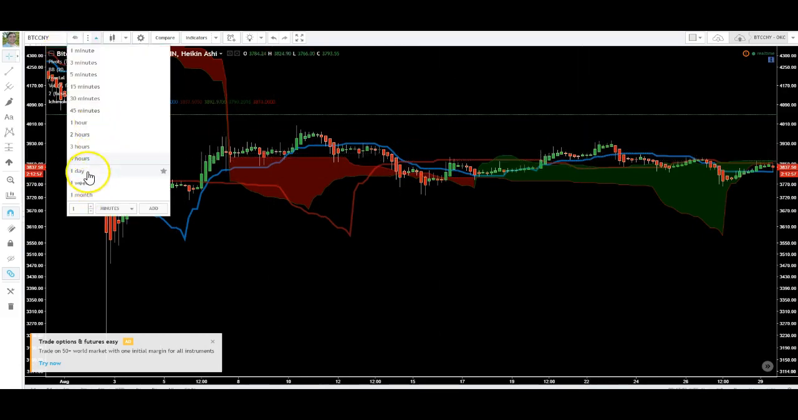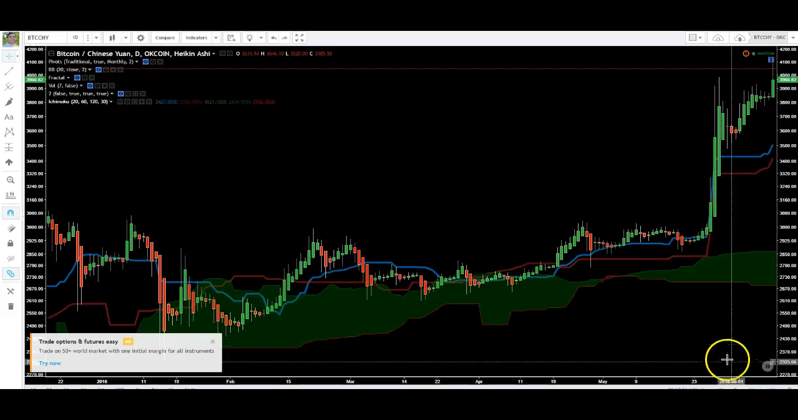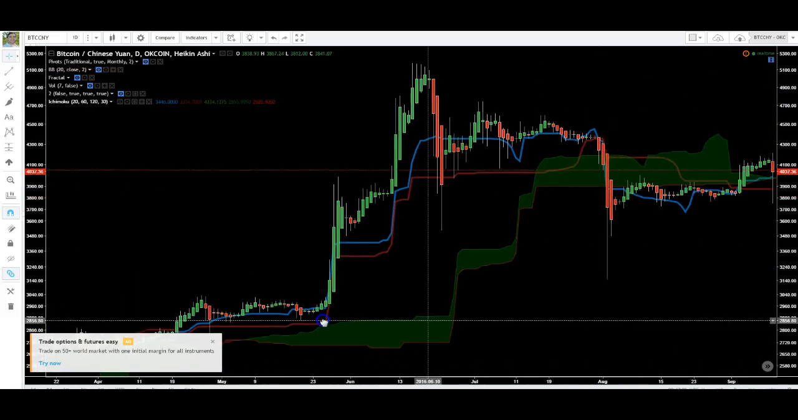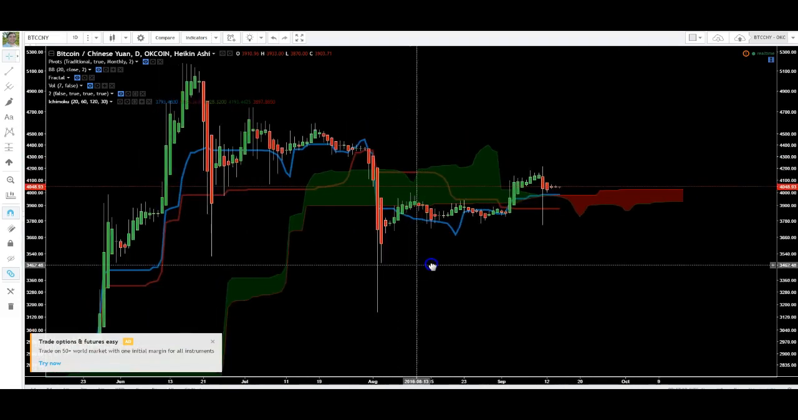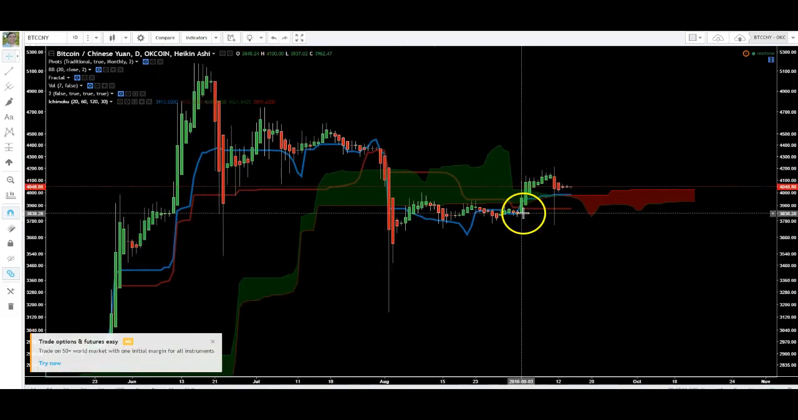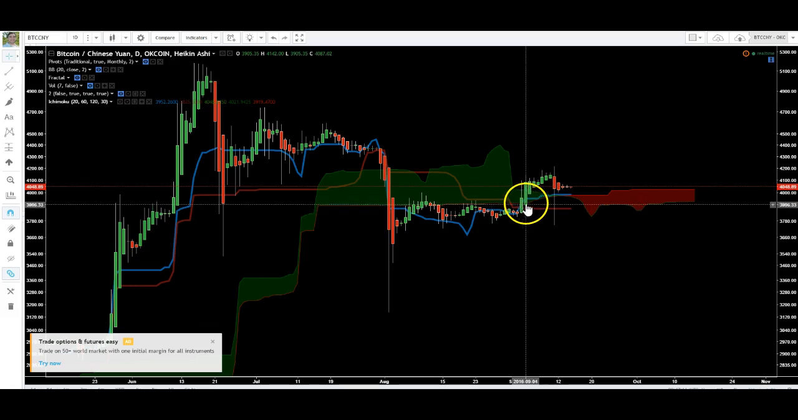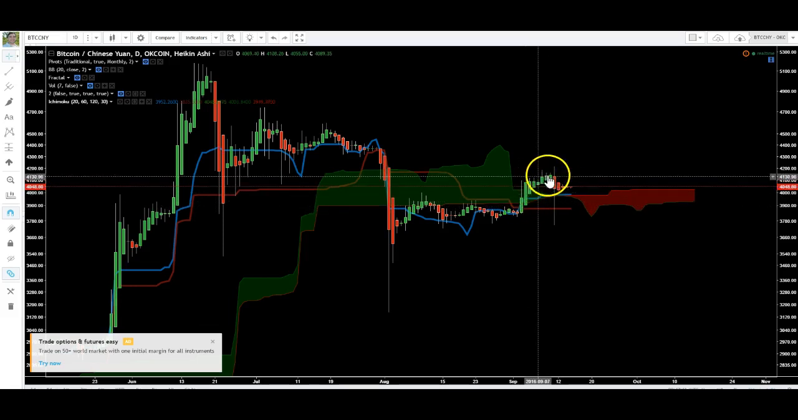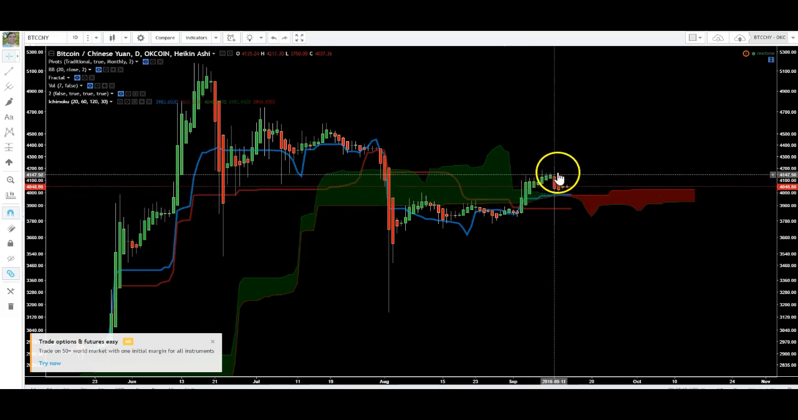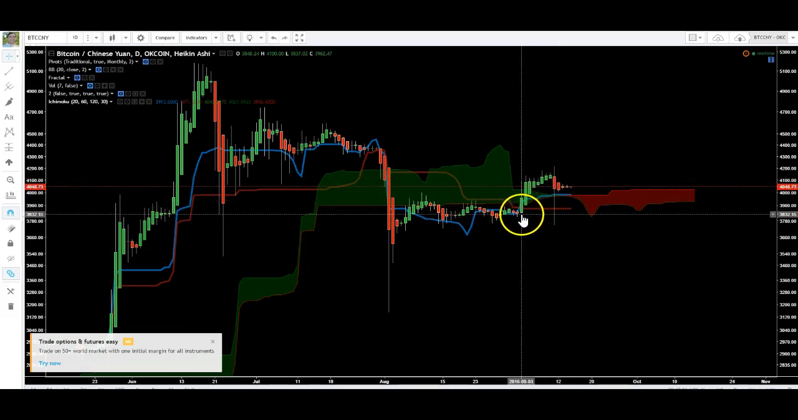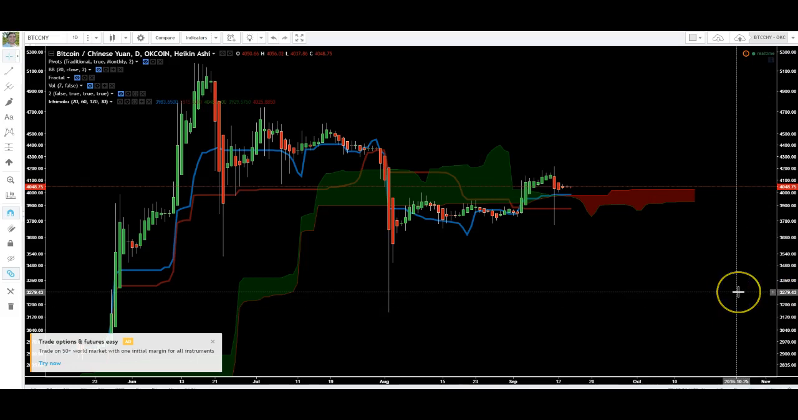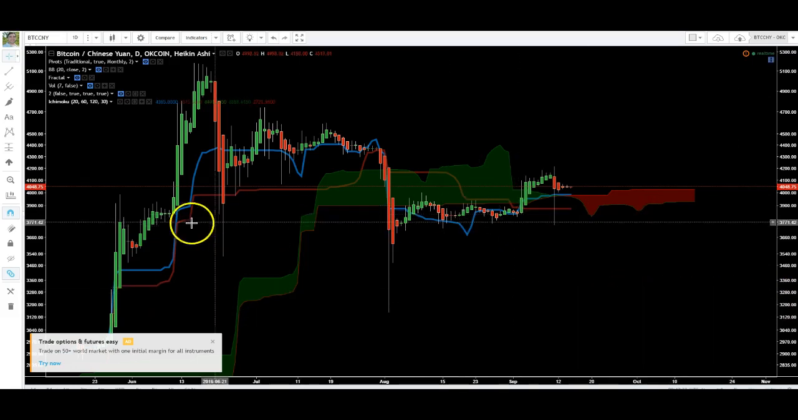Let's take a look on the daily real quick. I don't actually know what this looks like. Alright. So again, TK cross, you could go long. You don't really get the opportunity for a doji, or some crazy pullback. So I don't know, I'm not a huge fan of Heikin Ashi. I forget who asked me to show Heikin Ashi. But again, that's one way to play it.